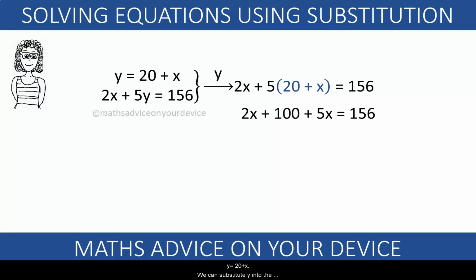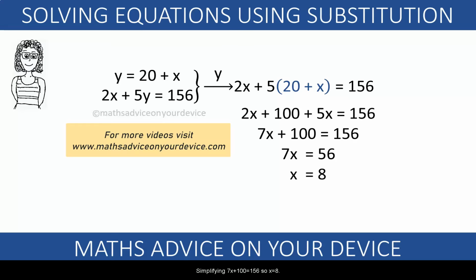2x plus 5 multiplied by 20 plus x equals 2x plus 100 plus 5x. Remember that when we have a number in front of a bracket, we multiply that number by each term inside the bracket. Simplifying, 7x plus 100 equals 156. So x equals 8. Y equals 20 plus 8, which equals 28.